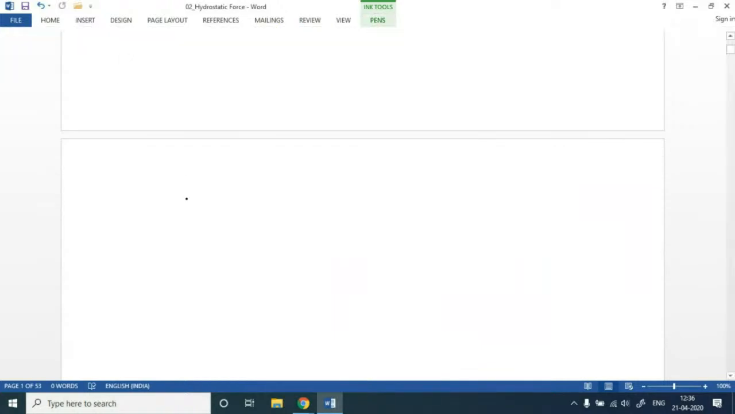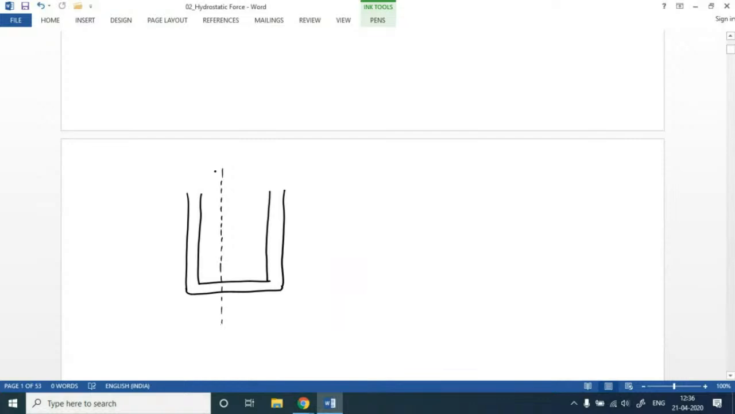Say we have again some U-tube. Obviously this U-tube has two limbs, and this U-tube, let's say, is rotated about this axis with angular velocity omega. Let's say the distance of one limb from the axis is x1, and the distance of another limb from the axis is x2.